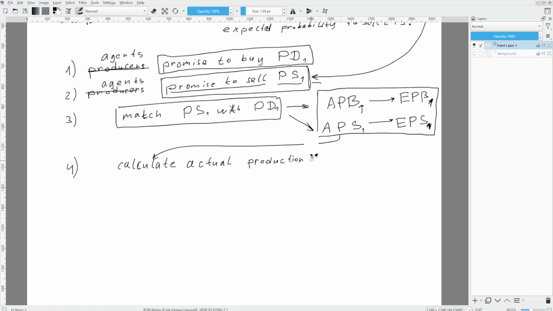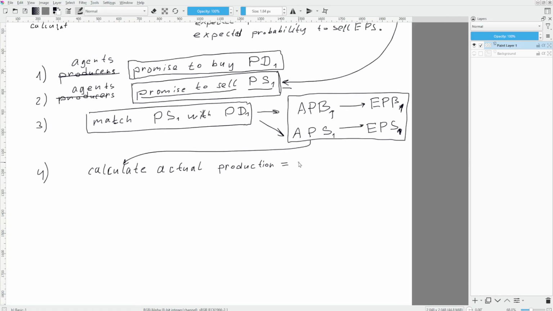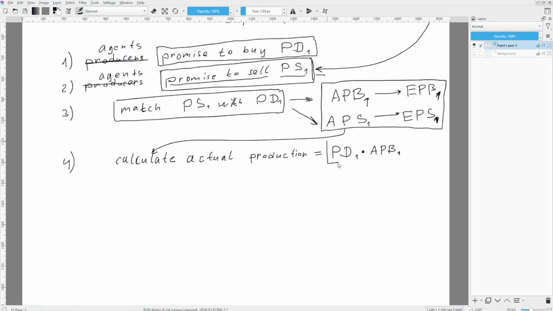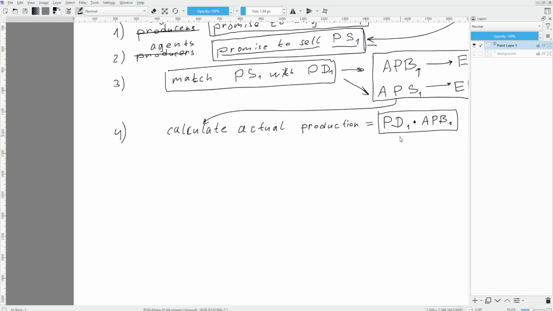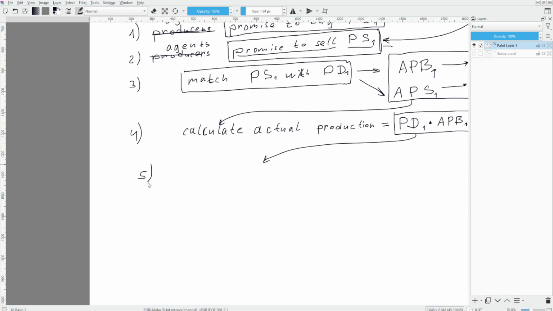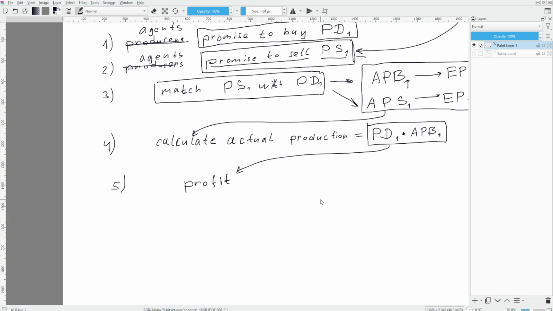It's very simple. It's just equal to promised demand multiplied by actual probability to buy. This value fits into different things. For example, this allows us to calculate profits, which could be negative or positive.